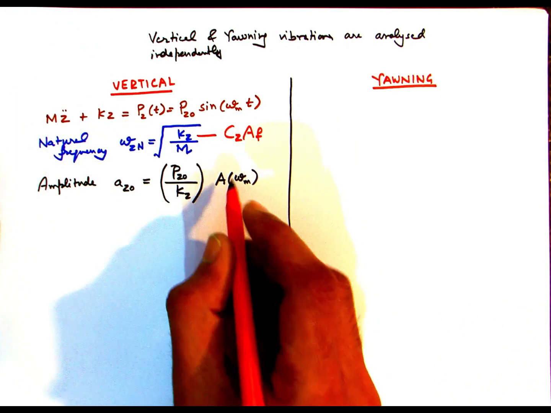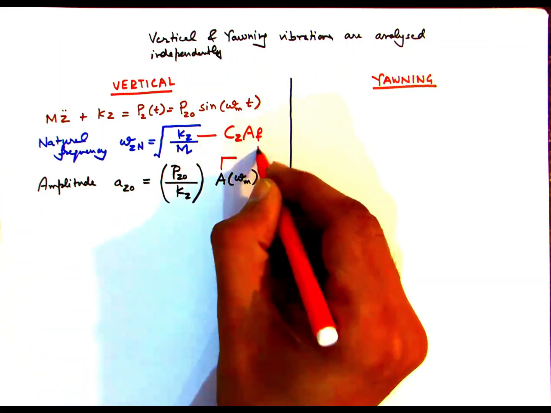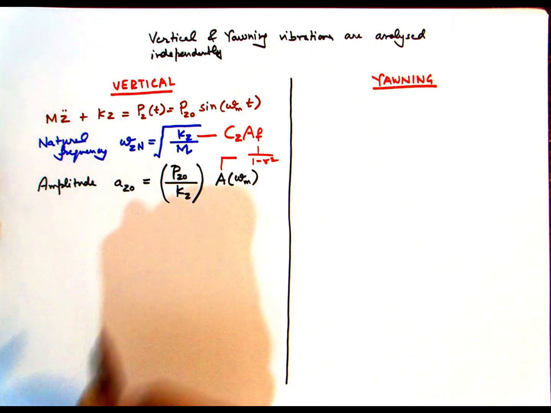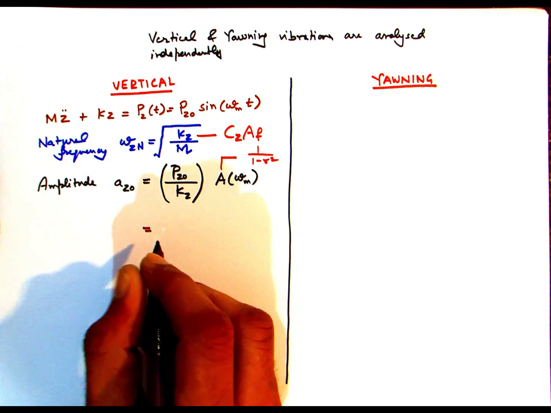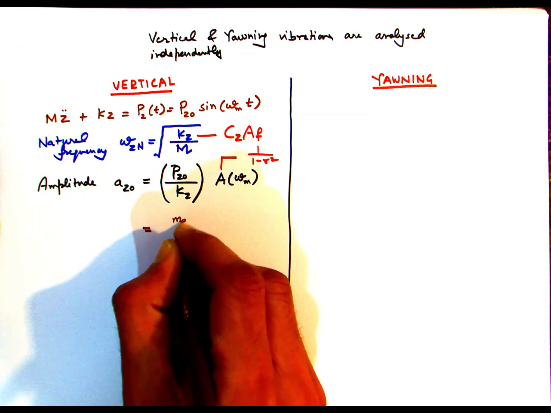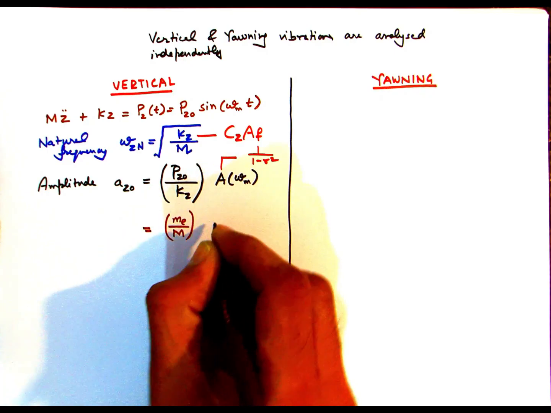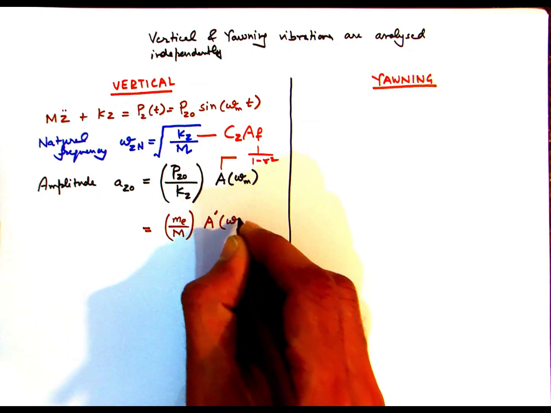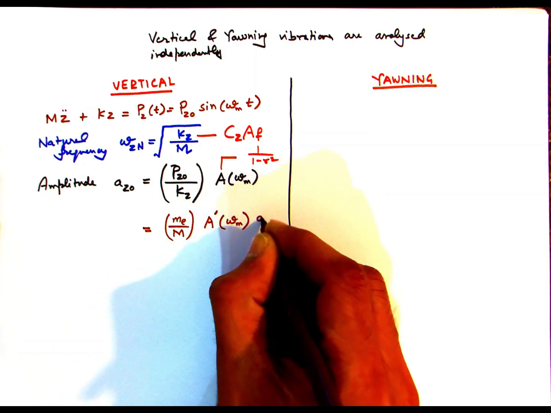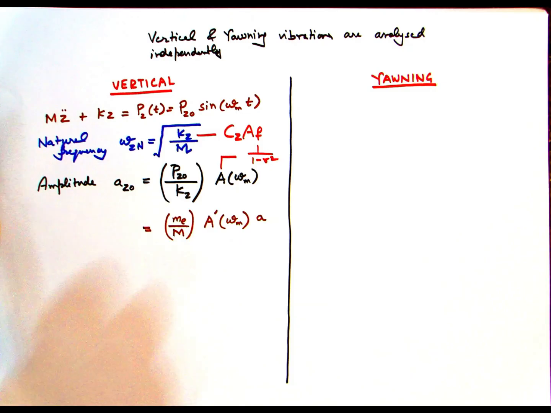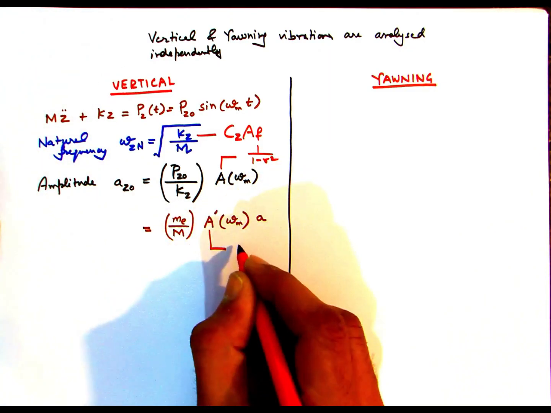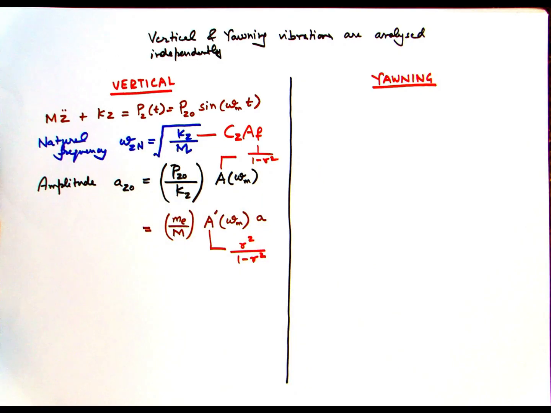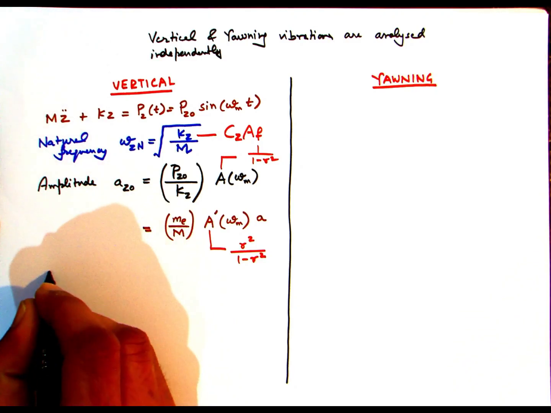Or alternately, we can use the other equation involving the modified amplification factor. So here, because the damping ratio is 0, the amplification factor is simply 1 divided by 1 minus r square. Now if we use the other relation involving the modified amplification factor, then we have the mass ratio, that is the eccentric mass to the overall mass, multiplied by the modified amplification factor and the eccentricity. So here we have A dash omega m as the modified amplification factor, which for this special case is equal to r square divided by 1 minus r square.